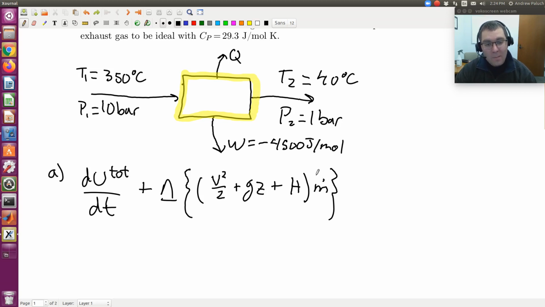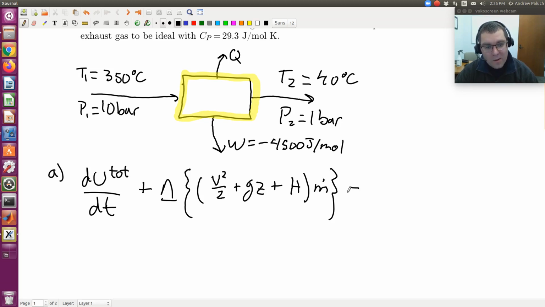Okay, so you could also write in n dot, a molar flow rate, but here I'm going to use mass flow rate, which is the notation used in the text. And so the idea being is H is my, in this case, specific enthalpy, so energy per mass. This is mass per second, so H times m dot gives me energy per second, right? So the units match up with dU total dt. If this were a molar H, then I would have a molar flow rate, or I could convert from one to the other via the molecular weight.